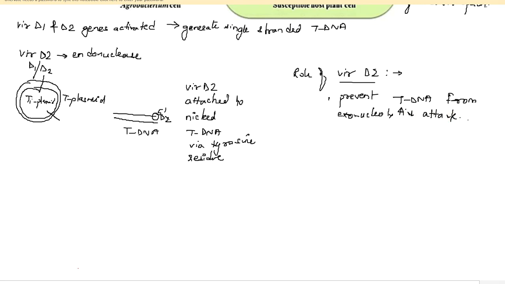Also, it distinguishes that this 5 prime end is the leading end. What is the meaning of this? Because this is the region from where the T-DNA will take entry into the plant cell. So this is the leading strand. It indicates that the 5 prime end where VirD2 is bound is the leading end of the T-DNA during transfer.